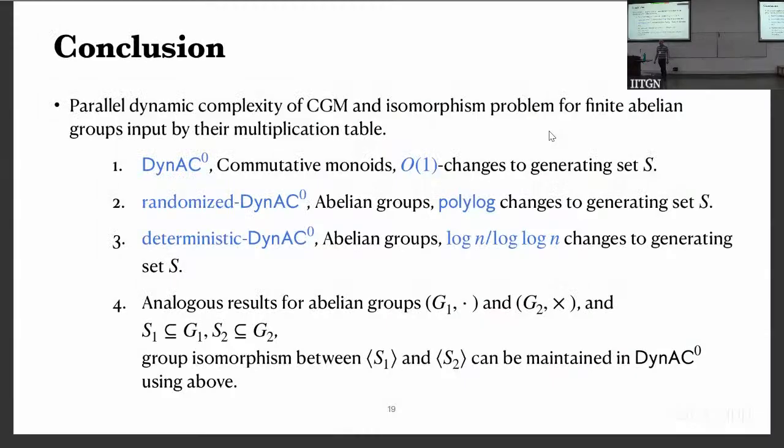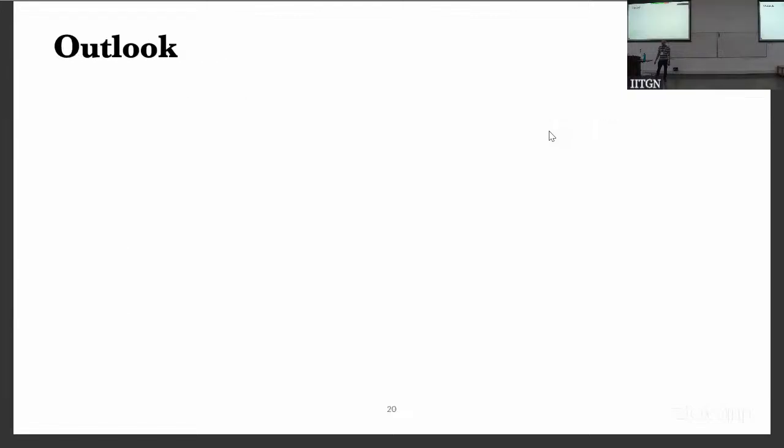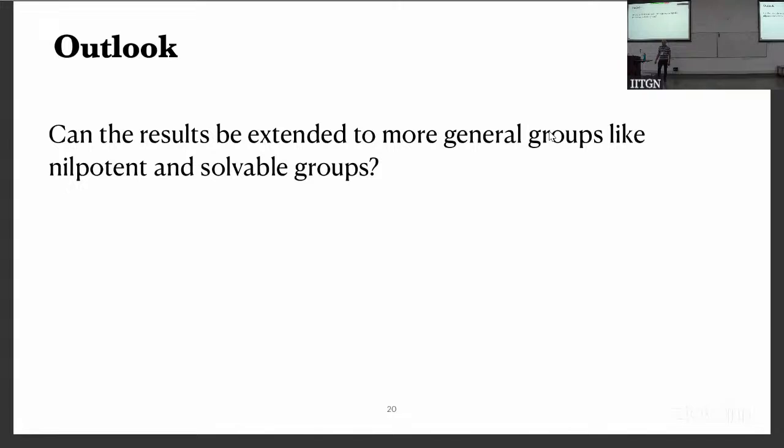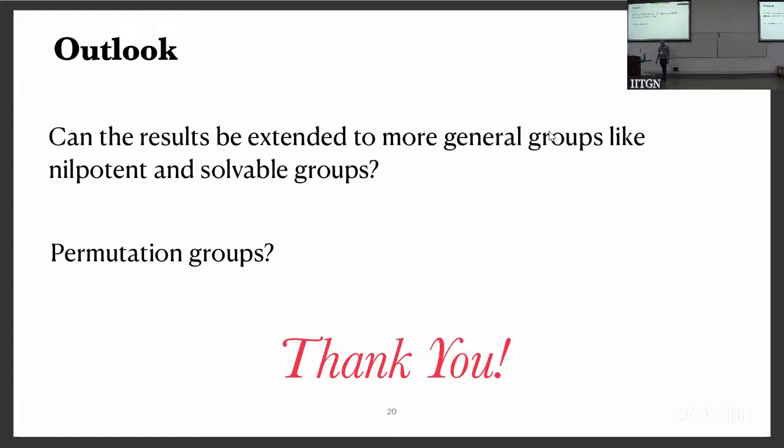There are analogous results, of course, which we saw for the isomorphism problem. And what are the future directions for this? Can we extend the results to non-abelian groups like nilpotent and solvable groups? And what about permutation groups? So with that, I conclude the talk. Thanks.